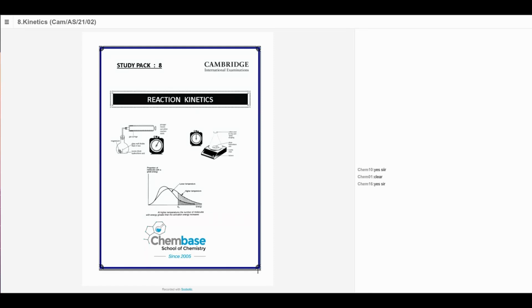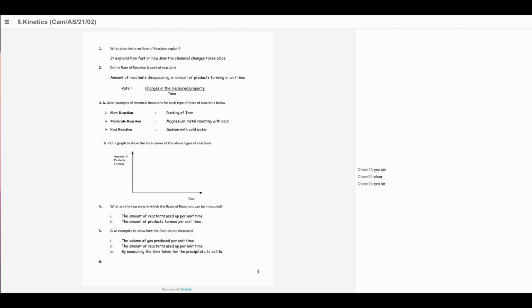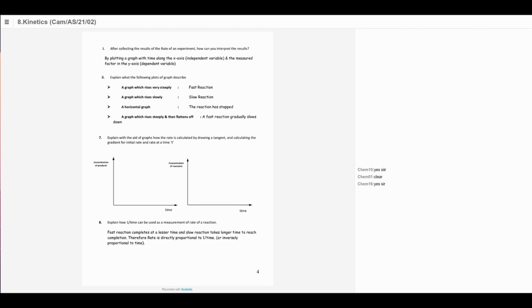Let's continue the study on reaction kinetics. In the last session, I explained the collision theory and how the four factors which affect the rate, which are temperature, pressure or concentration, the particle size, and catalyst. These four factors, how they affect the rate, was explained using collision theory.